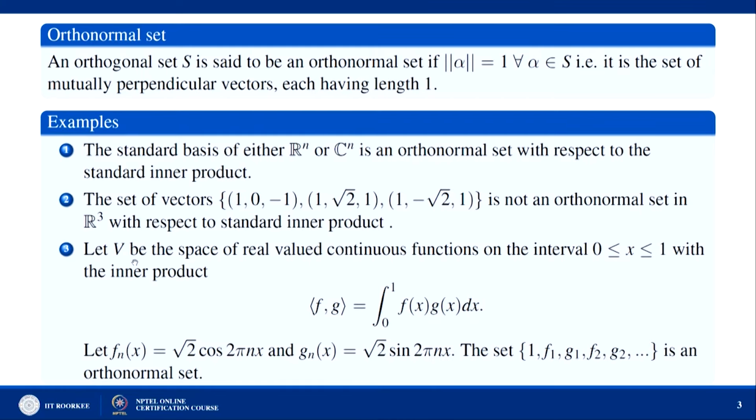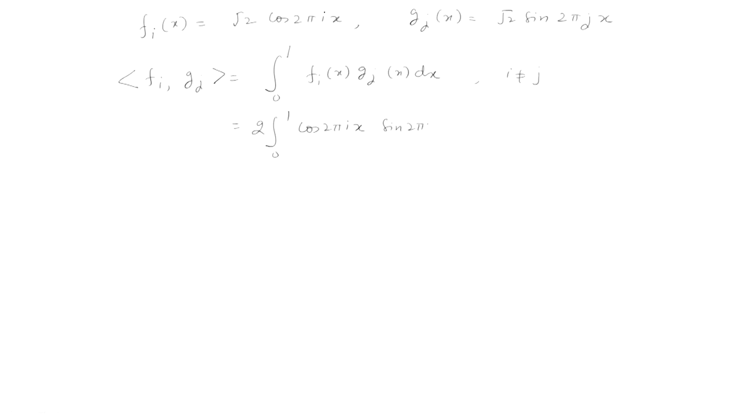Now similarly, if you take the third example, where V is a space of real valued continuous functions on the interval x varying from 0 to 1 with the inner product defined like this, where fn is defined like this, under root 2 cos 2 pi nx, and gn is this, then this set is an orthonormal set. It is very easy to show. You can take any two. You take fi(x) simply as under root 2 cos 2 pi ix. You take gj(x) simply as under root 2 sin 2 pi jx, and if you take the inner product of fi with gj, which is given by the integral from 0 to 1 of fi(x) into gj(x), I am taking i not equal to j here, it will be the integral from 0 to 1 of 2 times cos 2 pi ix into sin 2 pi jx dx.